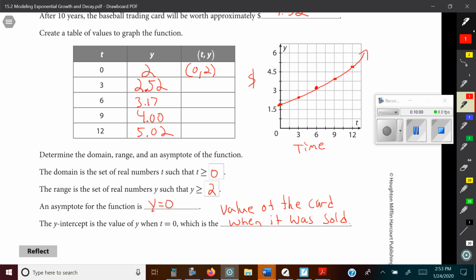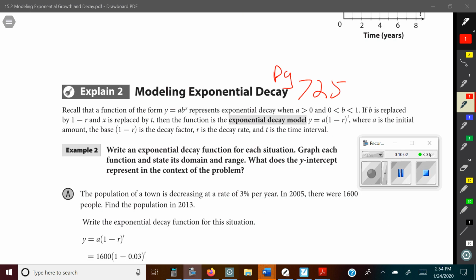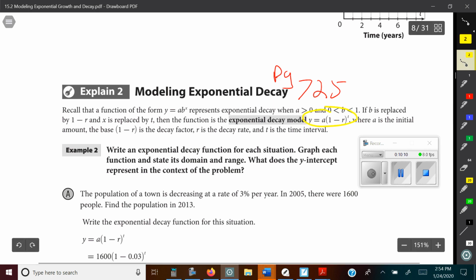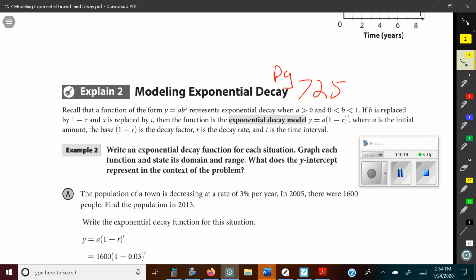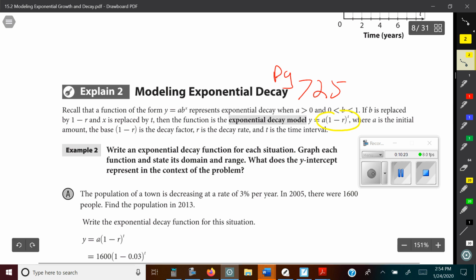Okay, let's take a look at decay. All right, so the next one here is decay, exponential decay, and it's got that same formula we talked about in the previous video, with y is equal to a times 1 minus r raised to the t. Okay, so remember, we have to interpret the word problem and see if it's going to be growth or decay. Okay, so let's take a look at an example.